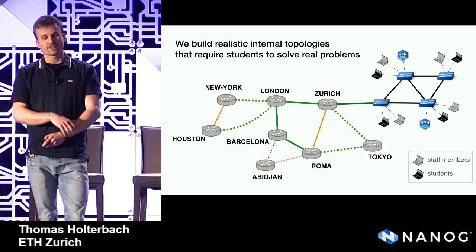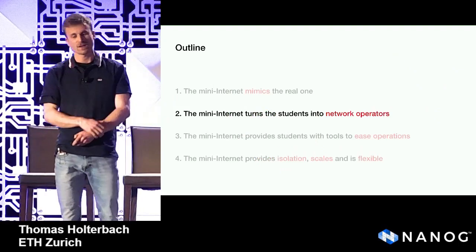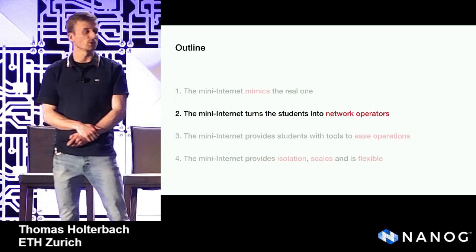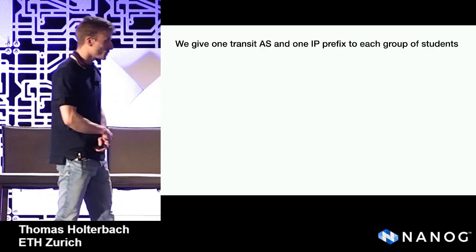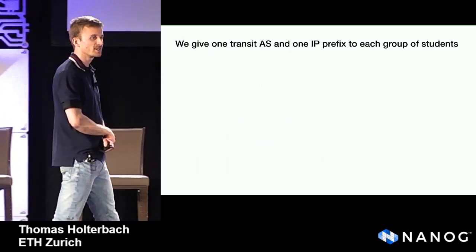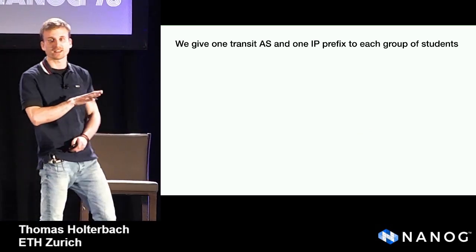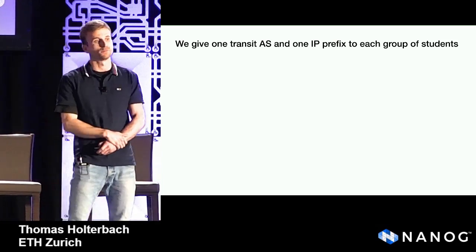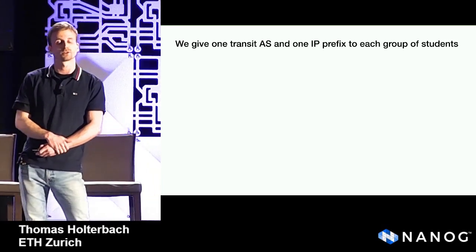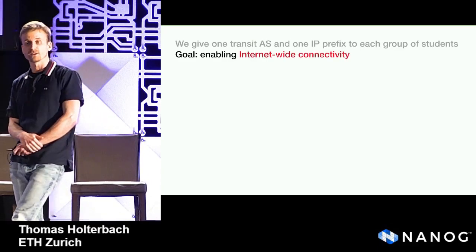Okay, so now given this topology, I will explain how we use it to turn students into network operators. The first thing that we do is group students in teams of 3, and then we give each group 1 transit AS and 1 IP prefix that they have to use to configure the network. And now their goal is to enable internet-wide connectivity.